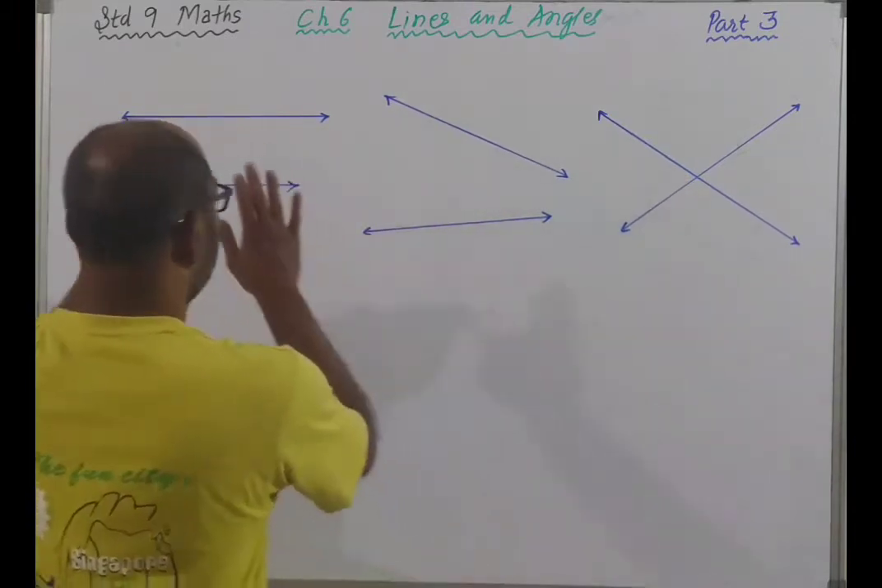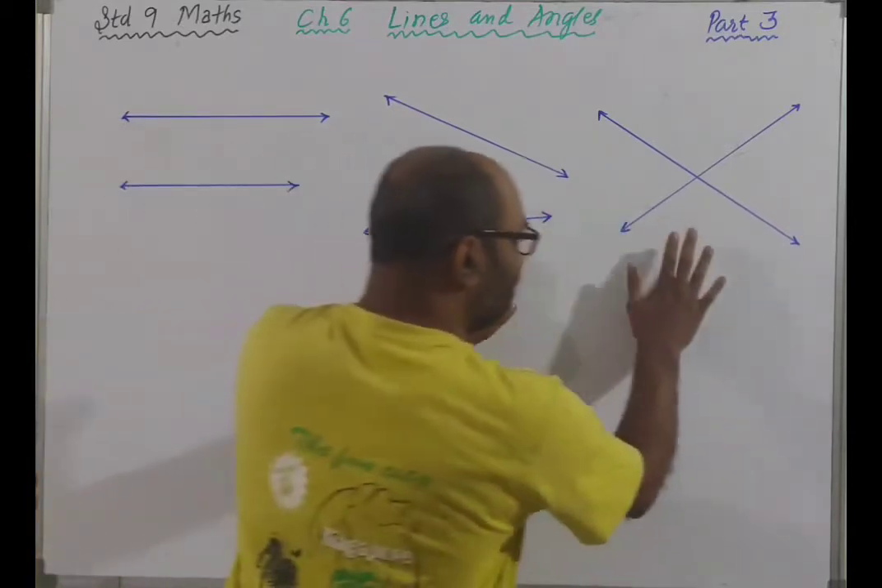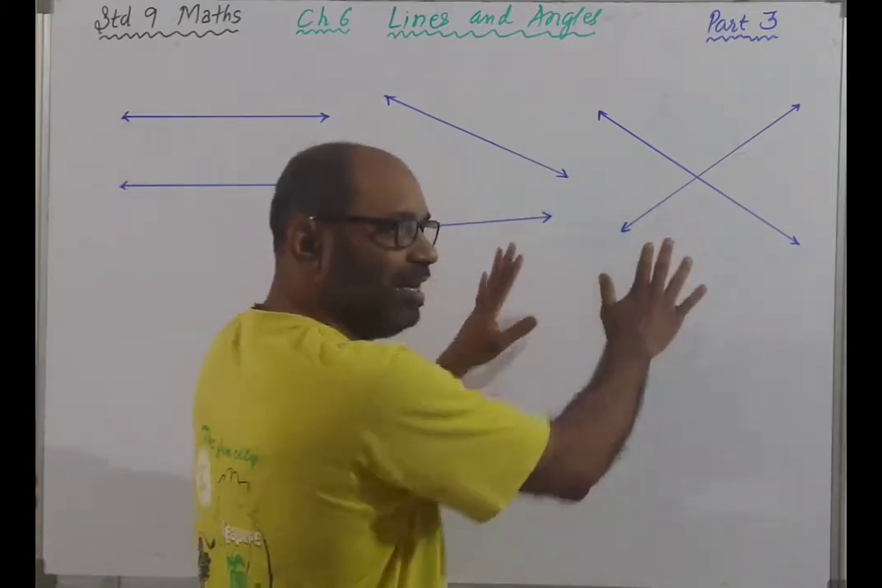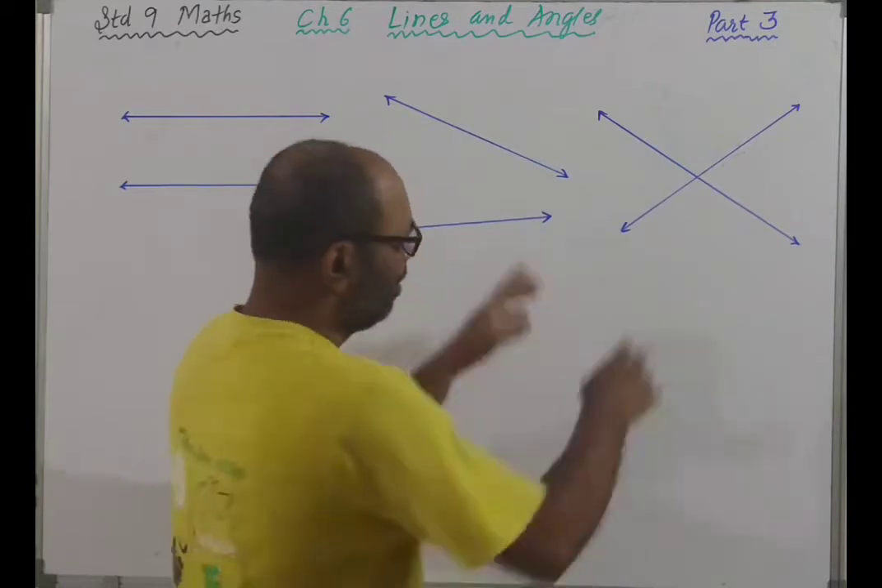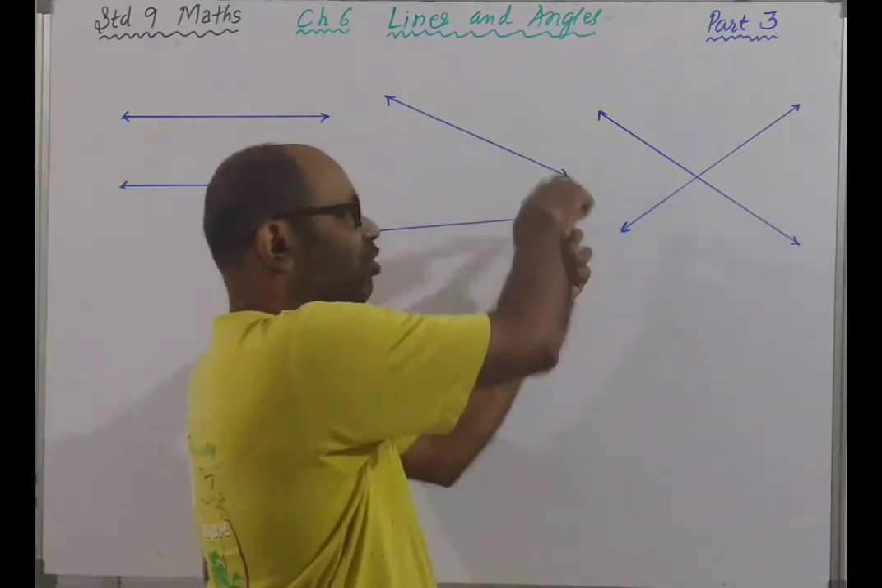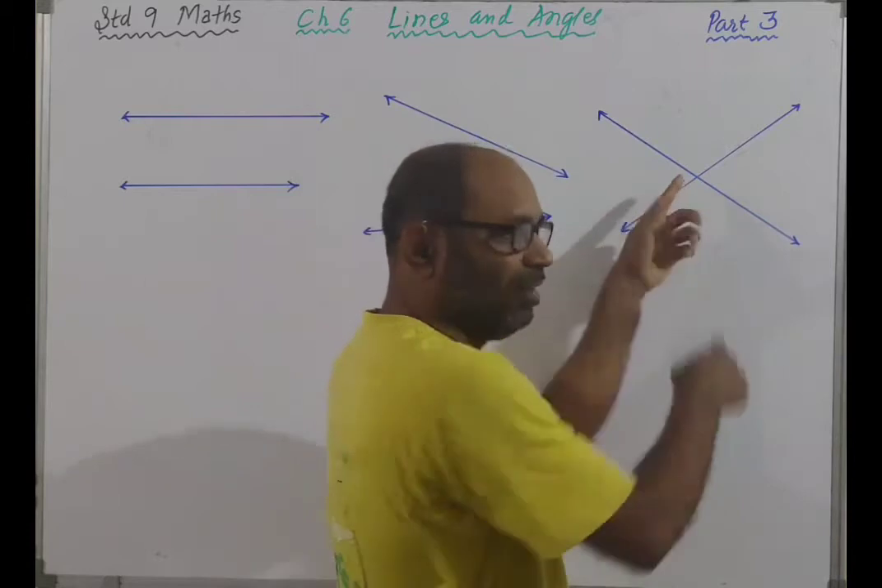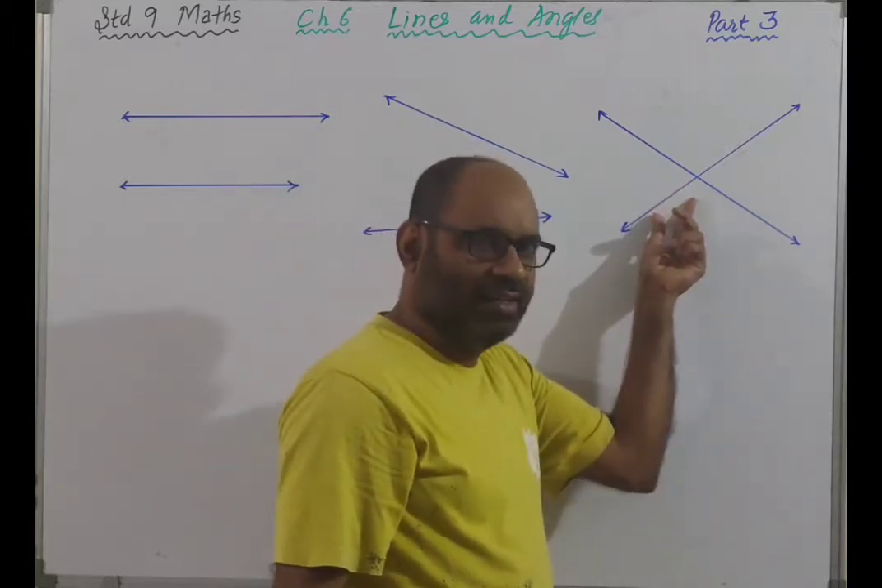Here, okay, these are parallel lines and these are non-parallel lines. Non-parallel lines means intersecting lines. They are one and the same. They are 2 distinct lines, so they will intersect in one point. And here the point of intersection is clearly seen.